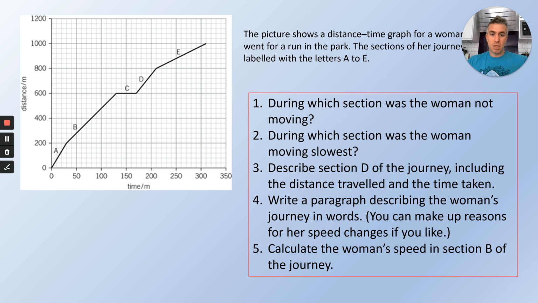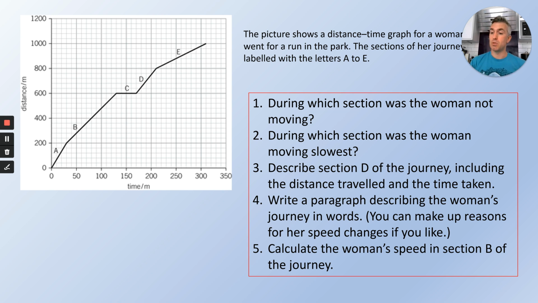Now it's your time to answer some questions. This picture shows a distance time graph for a woman who went for a run in the park. The sections of her journey are labeled A to E. I didn't follow this woman, it's just a made-up question. Here we have A, B, C, D, E, different sections on the graph. Time is on the x-axis, this is time in minutes. Distance is on the y-axis, distance is in meters.